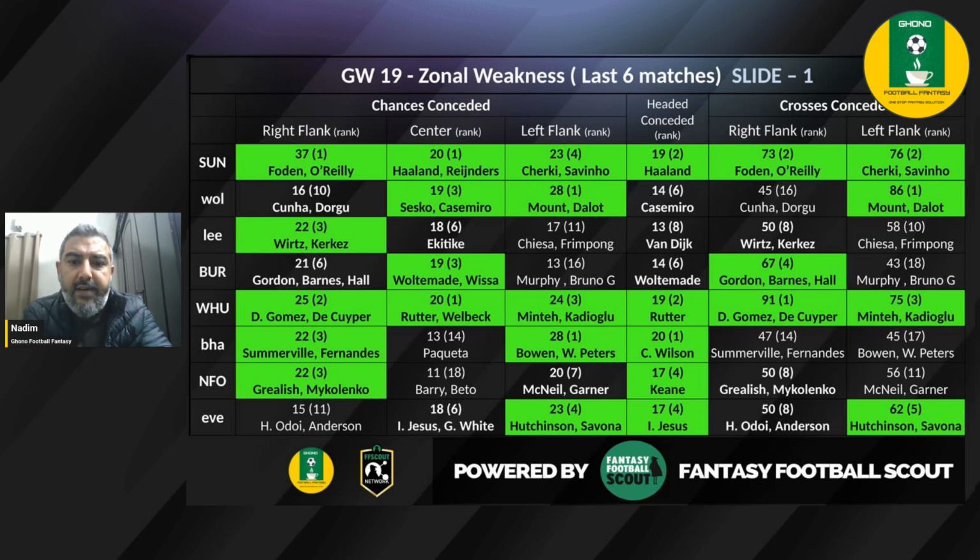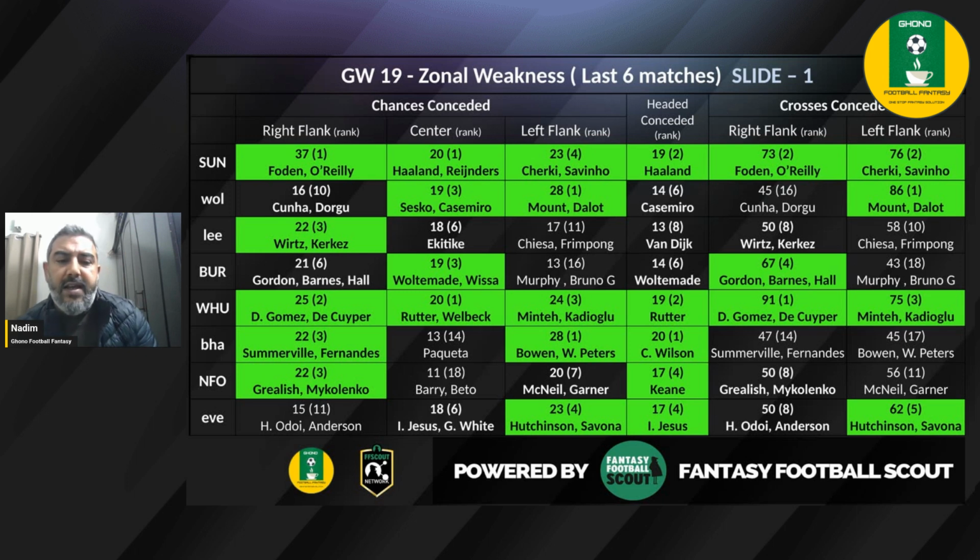chances. Frimpong is likely to be starting this week, and Kerkez as well. But yeah, Frimpong could be an outside chance as well, with 17 chances considered by Leeds down the left flank and are ranked 11th.